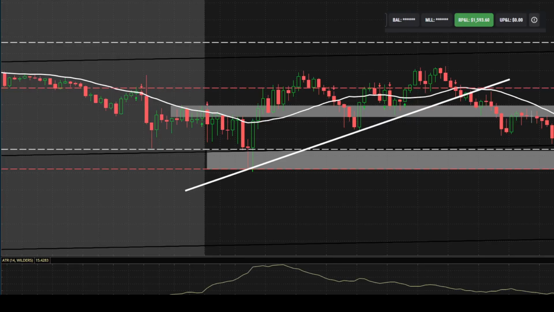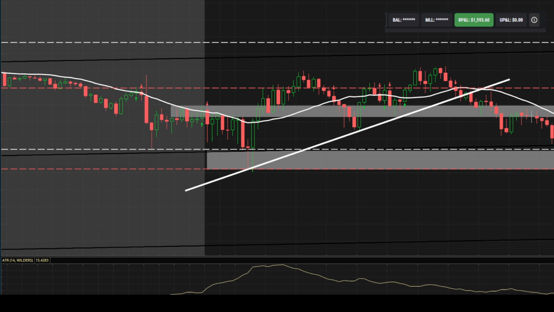What's going on, everyone? I want to go over a beautiful setup today on the NASDAQ 100 futures. Today is the 12th of December. Decent day today, pulling in about $1,500. Now, again, this was not on one trade. I am a scalper. I am a day trader.